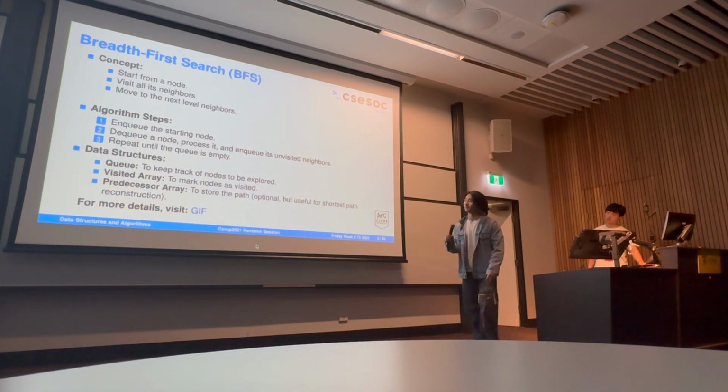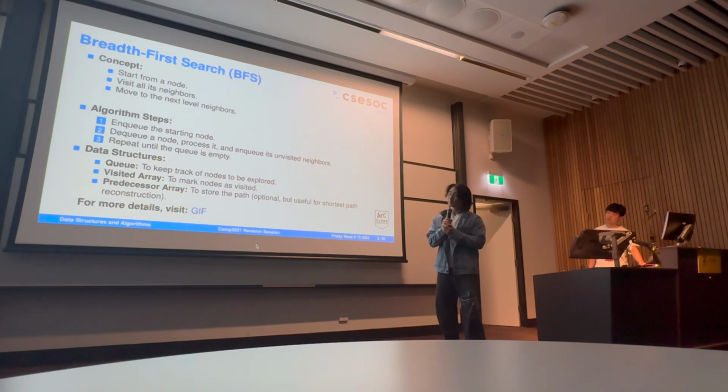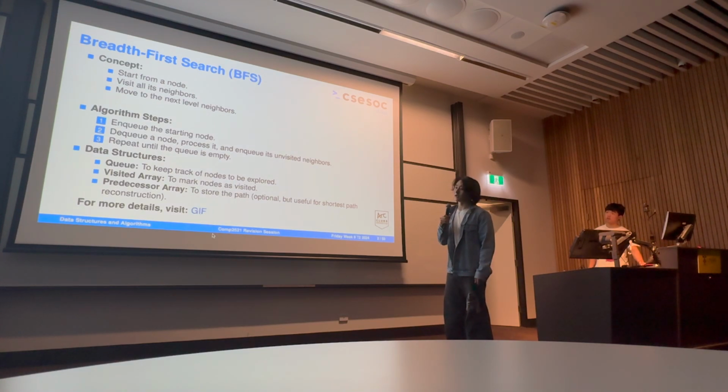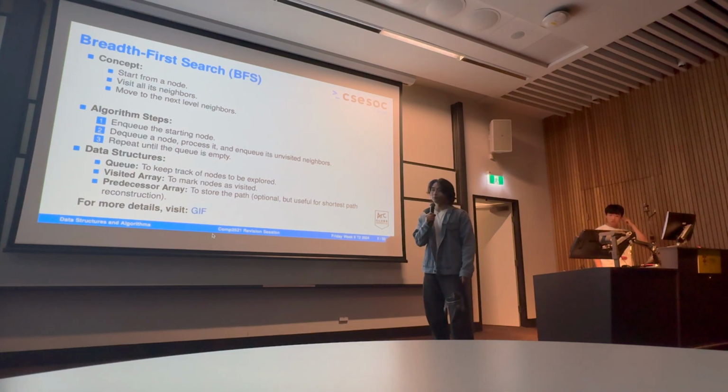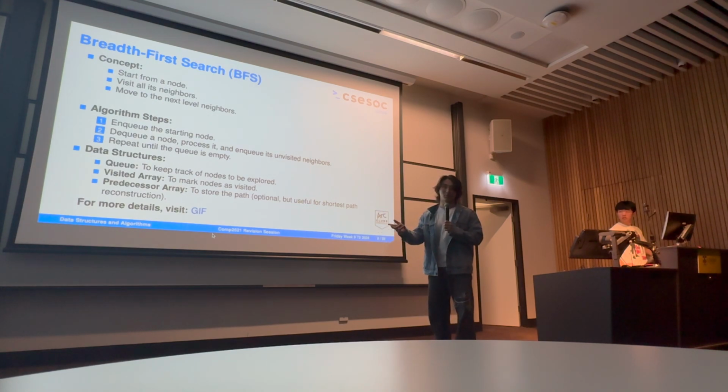So the data structures we need are a queue, a visited array, and also a predecessor array. We need this predecessor array to store the path. Now, it's technically optional, but for something where we want to find the shortest path in an unweighted graph, we may use BFS, and one thing we would need to do is reconstruct the shortest path, and for that you need to iterate through the predecessor array. But if you don't need to do that, it's technically optional.